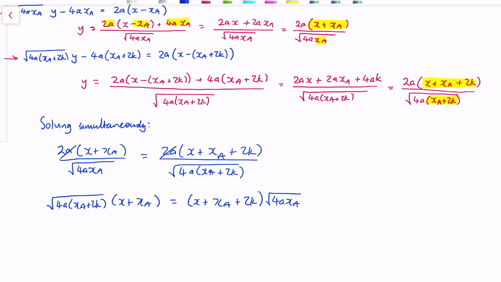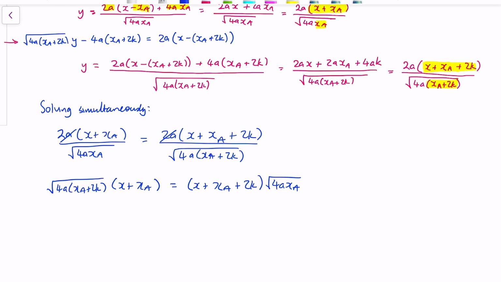Now, I'll square both sides to get rid of the square root. When I square the left-hand side, it's a product, so it's like this thing here times that thing there. When I square it, I'm going to square both those things. So I get rid of the square root for the first term. Then I get x plus xa all squared. This one here, x plus xa plus 2k all squared, yippee, times 4a xa. Now I can get rid of the 4a term.